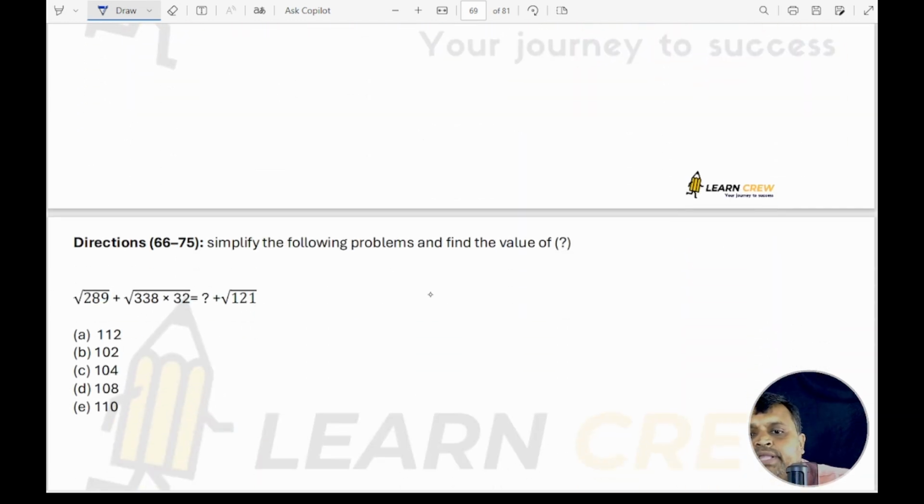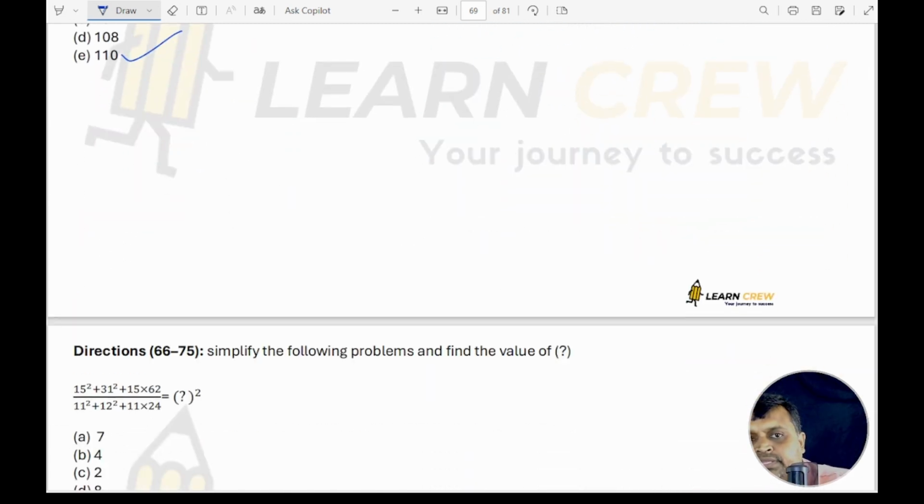Square root of 289 is 17. And 338 is 2 into 169, and 2 into 32 is 64, 64 means 8, and 8 into square root of 169 is 13, so 13 into 8, you will get 104. 104 plus 17 is 121, which is equal to x plus 11, therefore x is 110, so your requirement is 110. Next.